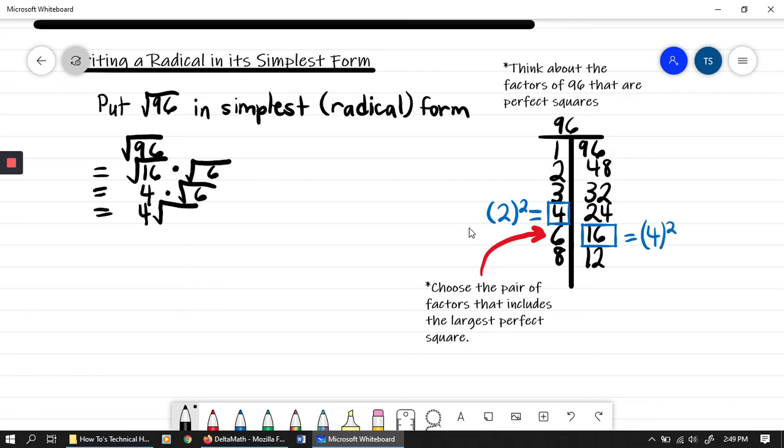I'm going to erase this, but if it was the index 4, it would look like this, a little tiny 4 on the outside of the radical, and that would be the 4th root. Again, I'm going to erase that. That's not what we've got here. What we have is 4 times the square root of 6.